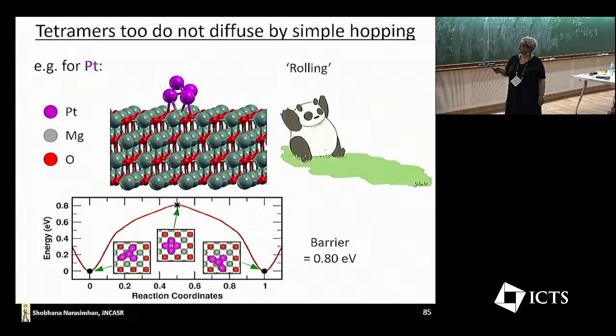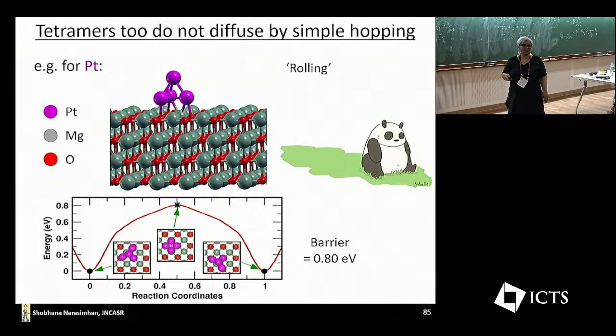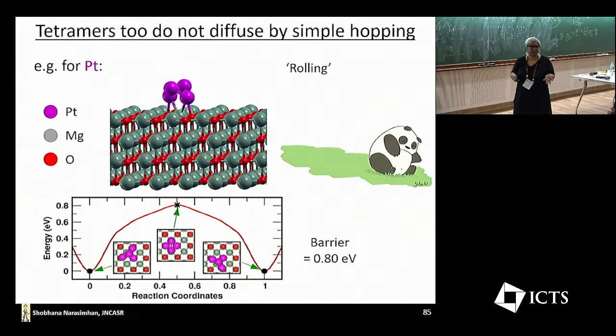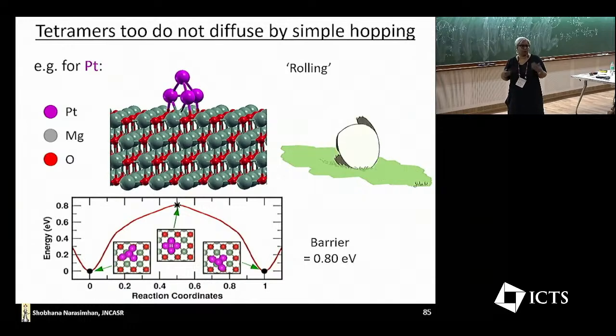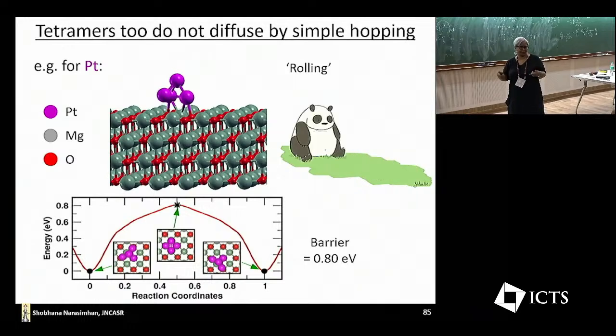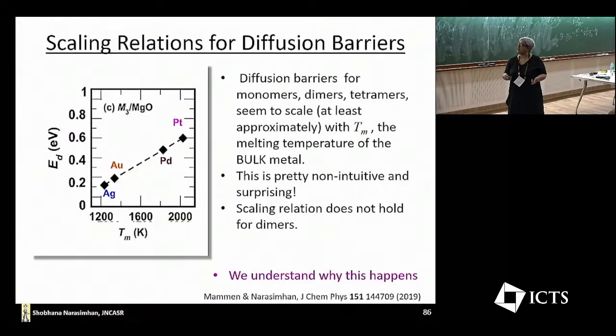Okay, it's rolling. So this was already a surprise to us, and I do have a friend now who's doing experiments, and he thinks he can see all this rolling, etc. And then we found a very surprising thing, which is we found this diffusion barrier energy scales with the bulk melting temperature of the atoms.